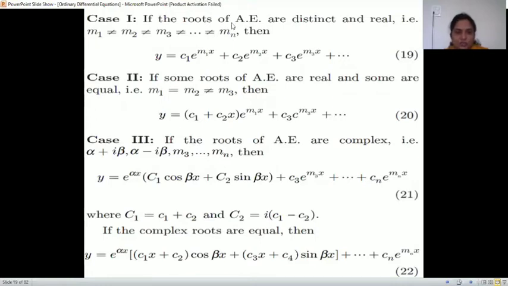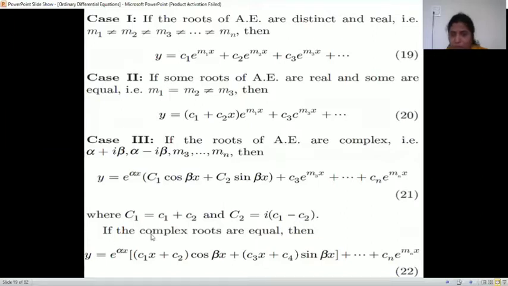Then case 3, if the roots are imaginary, that is of the form alpha plus i beta, alpha minus i beta, or together we can write alpha plus minus i beta, right? In this case, solution is y is e raised to alpha x, c1 cos beta x plus c2 sin beta x. And if others are real, then we can write e to the power of each root with a constant for each term, right?